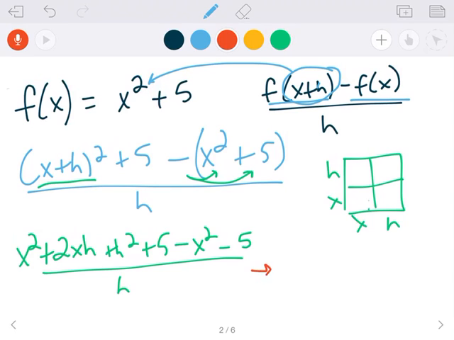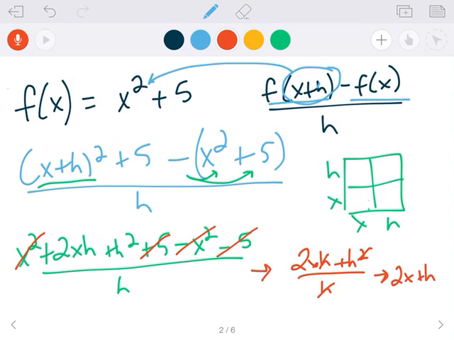And then if we go to simplify that, we have x squared minus x squared, so those are gone. 5 minus 5, so those are gone, so we're left with 2xh plus h squared all over h, and since there's an h in every term, we can get rid of several of those. So our simplified version is 2x plus h.